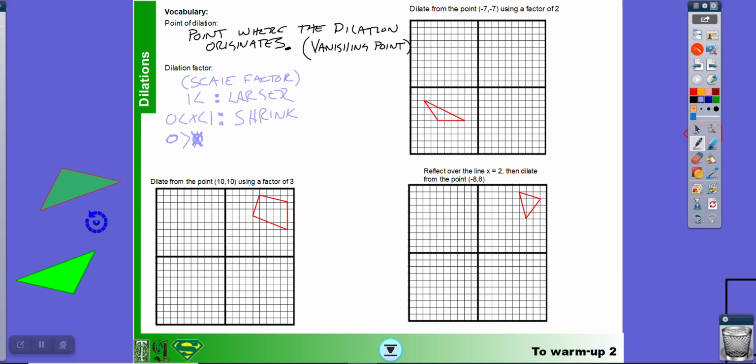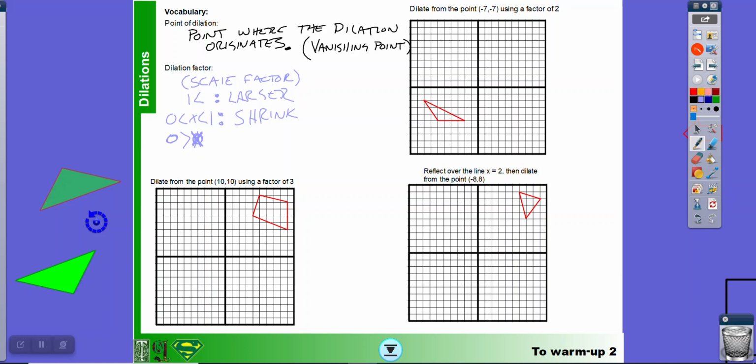We're going to dilate the triangle. Now, the triangle is not as exciting as a zombie, but it is going to be easier for us to manually enlarge it, so we're going to go with it. So we are going to dilate the figure in the upper right, and we're going to have a dilation point, or center of dilation, at (-7, -7). And we're going to use a scale factor or a dilation factor of 2.